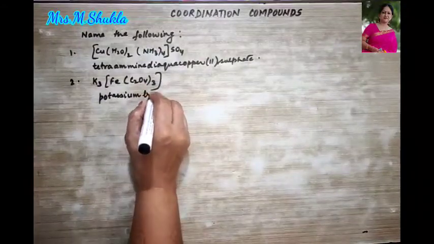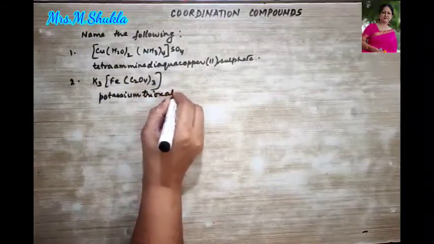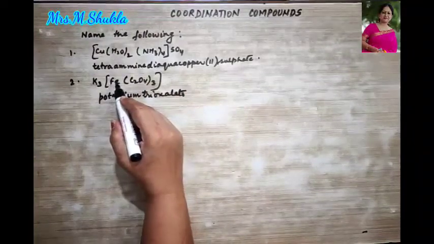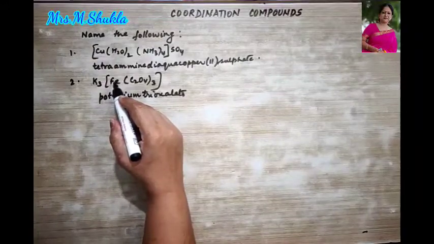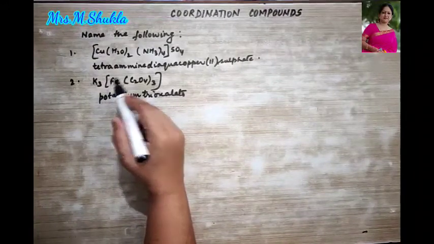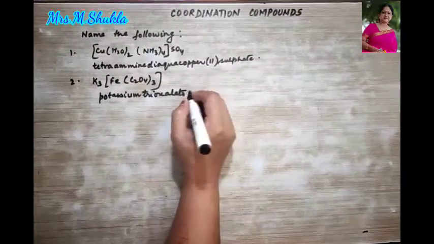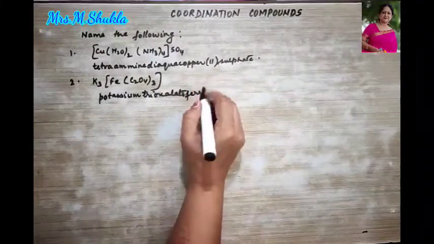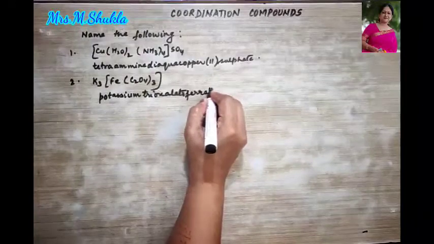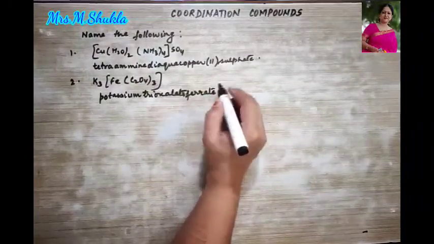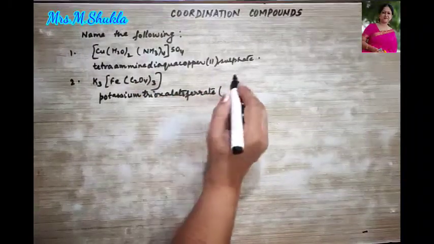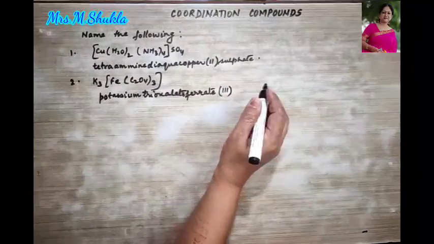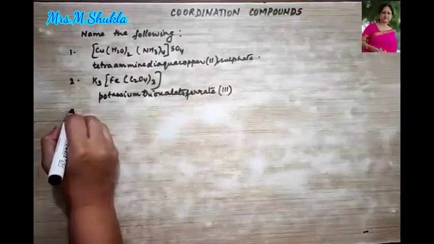So trioxalato. Now look at the central metal atom. It is iron, ferrum, and it should end up with ate. So it will be ferrate. What is the oxidation state of it? Calculate and check. It will come out to be 3. Then take another example.